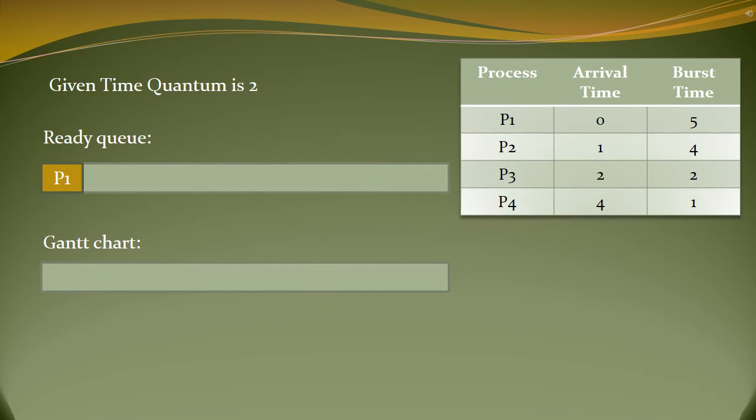At the arrival time 0, the process P1 will be started first. So, in the ready queue, the first process will be P1. At the time 0, the process P1 is transferred to the running queue or Gantt chart from the ready queue and will execute for the time quantum, that is 2 milliseconds. And as the burst time of P1 is given 5, so 5 minus 2 equal to 3 milliseconds will remain after this process.